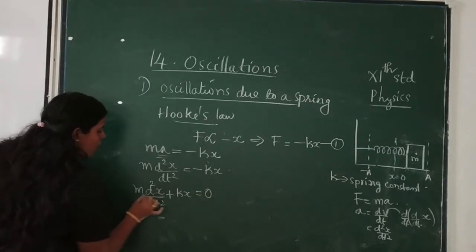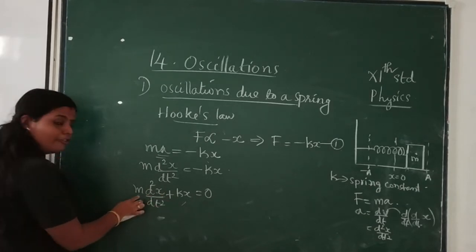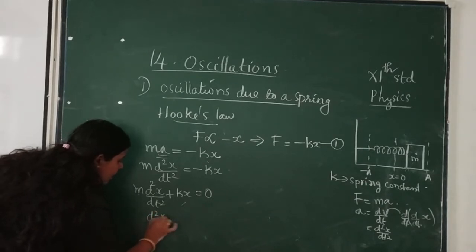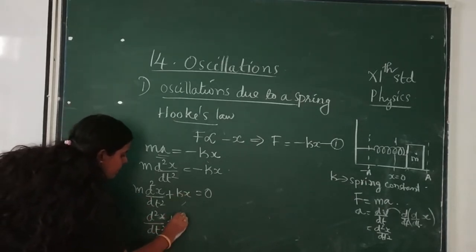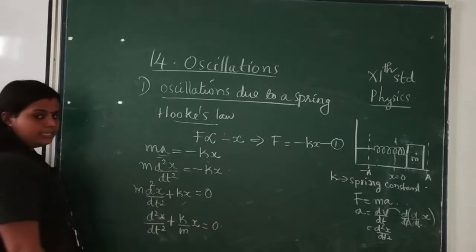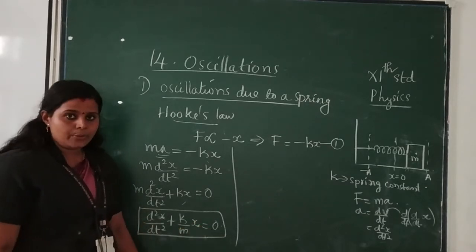ഇനി എക്സ്പ്രഷനെ ത്രൂ ഔട്ട് എം കൊണ്ട് ഡിവൈഡ് ചെയ്യുക. കാരണം ഇവിടെ ഡി സ്ക്വയർ എക്സ് ബൈ ഡി ടി സ്ക്വയറിന്റെ കോഎഫിഷ്യന്റ് ആയിട്ട് എം വരുന്നുണ്ട്. സോ എം കൊണ്ട് ഡിവൈഡ് ചെയ്യുക. സോ ഡി സ്ക്വയർ എക്സ് ബൈ ഡി ടി സ്ക്വയർ ഇവിടെ എം കൊണ്ട് ഡിവൈഡ് ചെയ്യുമ്പോൾ 1 ആവും. സെക്കൻഡ് ടേമിൽ ഡിവൈഡ് ചെയ്യുമ്പോൾ കെ ബൈ എം ഇൻറ്റു എക്സ് ആവും. ദാറ്റ് ഈസ് ഈക്വൽ ടു 0. So listen children, ഇവിടെ ഒരു സ്പ്രിങ്ങിന്റെ ഓസിലേഷനെ റെപ്രസെന്റ് ചെയ്യുന്ന ഒരു ഡിഫറൻഷ്യൽ ഇക്വേഷൻ കിട്ടി.